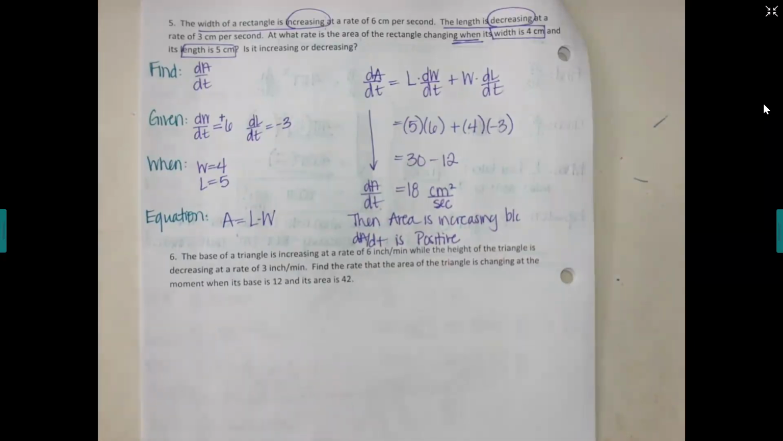All right. Number 6. We're doing the same delta math for a few classes because of how long it's going to take us to get through that.